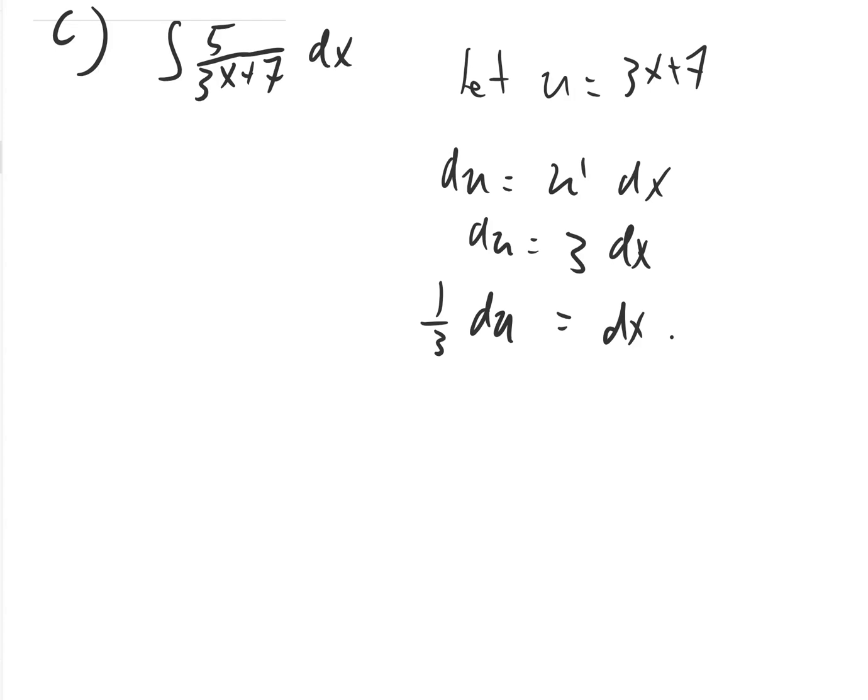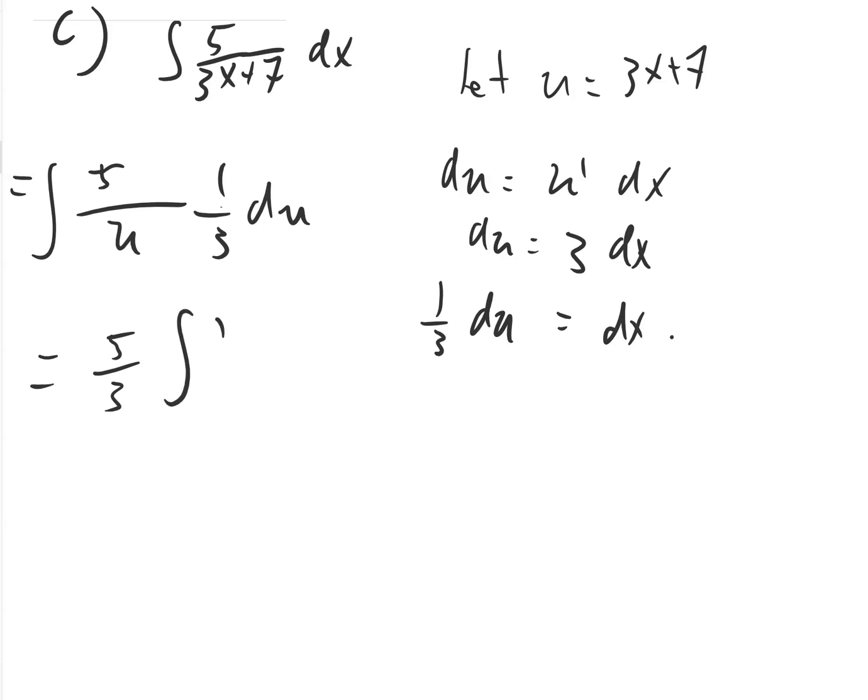Now let's substitute back into our original integral. This turns into the integral of 5 over u, and I'll replace dx with 1 over 3 du. Now there's no cancellation this time, but there are some constants that I can pull out of the integrand. This is the same as 5 over 3 times the integral of 1 over u du, or 5 over 3 times the integral of u to the negative 1 du.